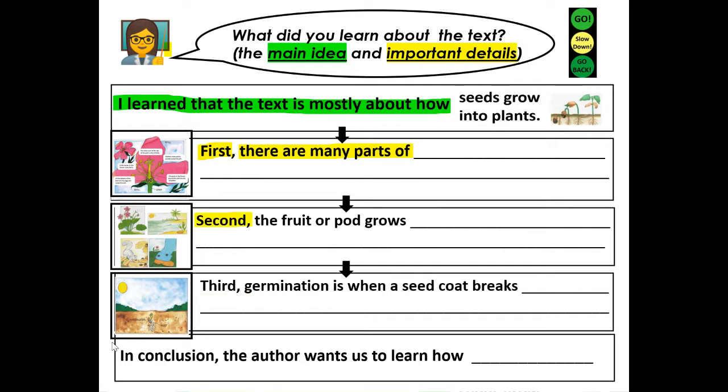Second, the fruit or pod grows. Say your sentence, push pause and write your sentence. And when you're finished with your second yellow sentence, push play to rejoin the lesson.